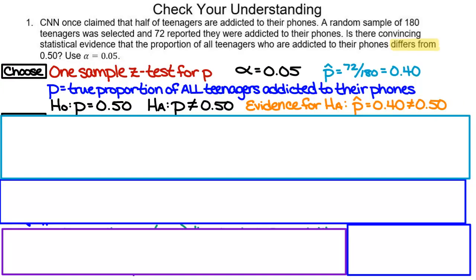So here's what I had for my choose. This would be a 1 sample z-test for P. Do you have to write that down somewhere?